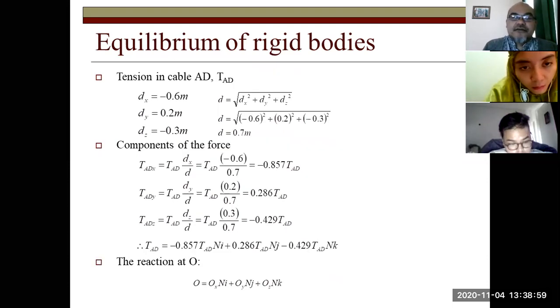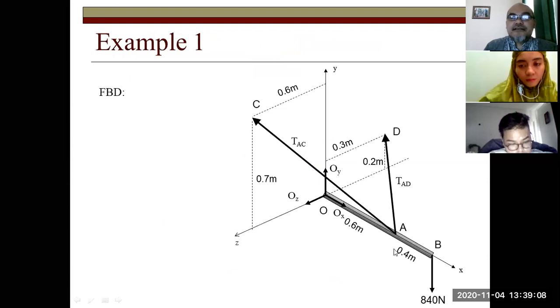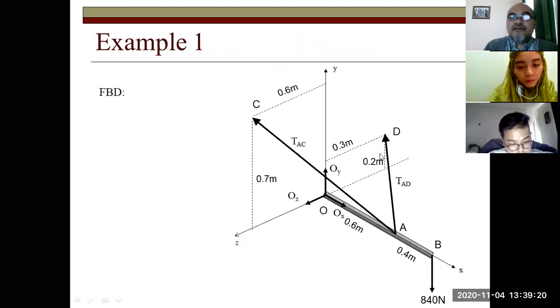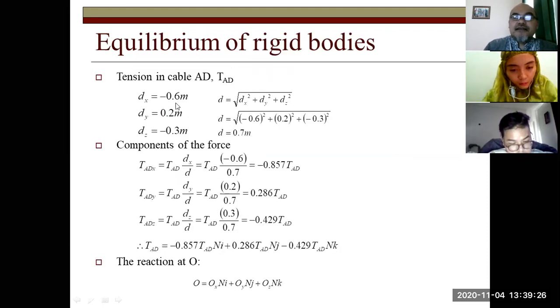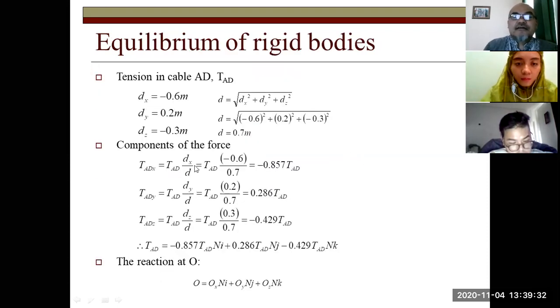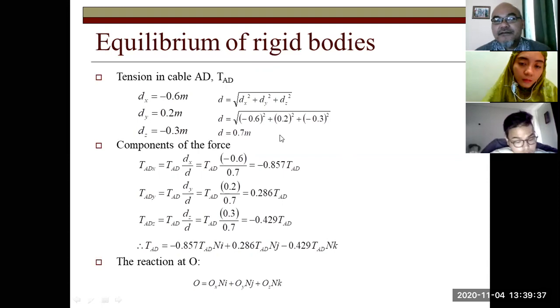Similarly, we can do the same procedure with TAD, calculating first the lambda x, lambda y, and lambda z. For AD here, the x component is towards the minus x axis, so minus 0.6 meter. The dy component is towards the positive y axis, 0.2 meter. And the dz component is towards the negative z axis, minus 0.3 meter. From here we can calculate d from the square root of the sum of the squares of dx, dy, and dz. We obtain 0.7 meter.